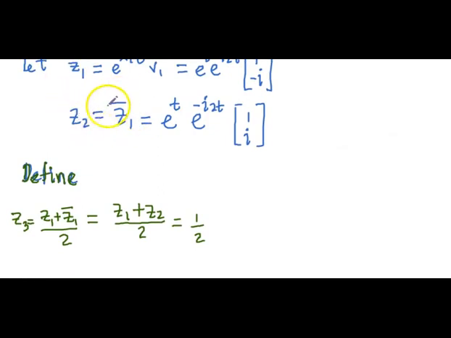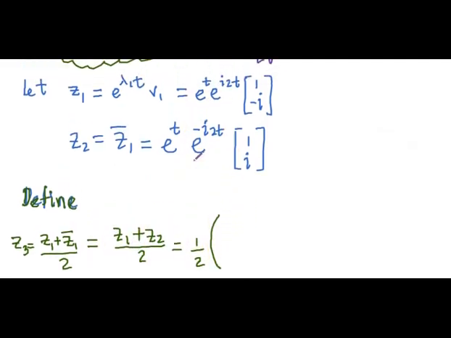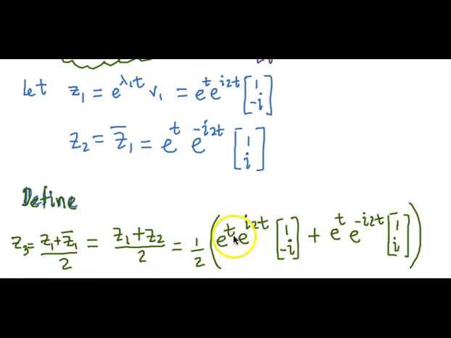So since z2 is exactly the conjugate of z1, when we consider z1 plus z2 divided by 2, there will be some cancellation. We're going to get rid of certain things, but let's see that in action. So here, divided by 2 is the same as multiplying by 1/2, and we have here z1 is e^t. So the first contribution is e^t e to the I 2t times the vector 1 minus I, and then we have this expression e^t e to the minus I 2t times the vector 1 I.